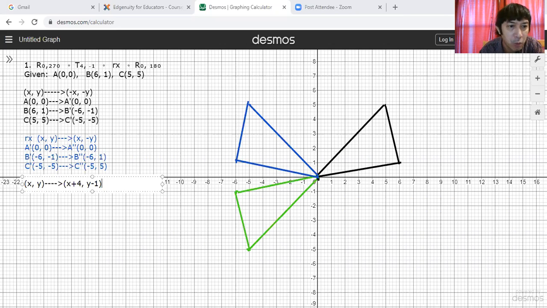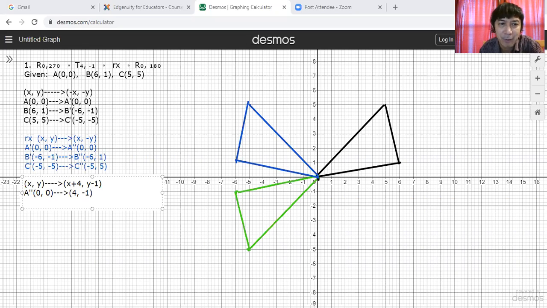Okay. Now let's go back to our data. Now this time we're going to use these inputs, the double primes. The output from the previous will now be the input for translation. So we have here a double prime, and then we have here 0, 0 again, and then this will proceed to 0 plus 4. 0 plus 4, that means 4. And then you have 0 minus 1. So that means -1 there.